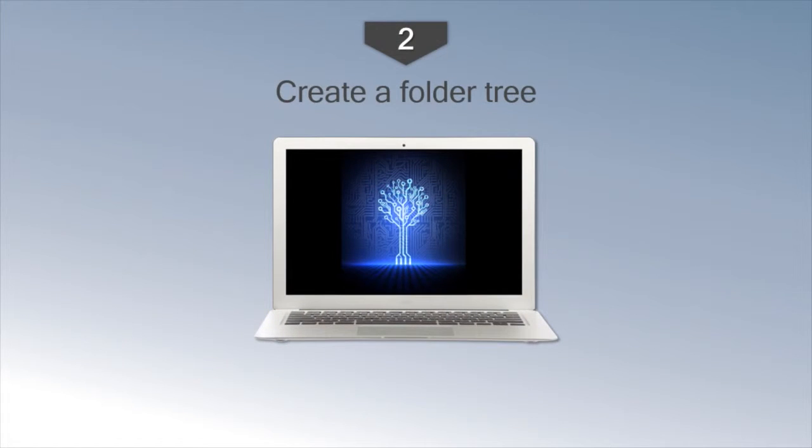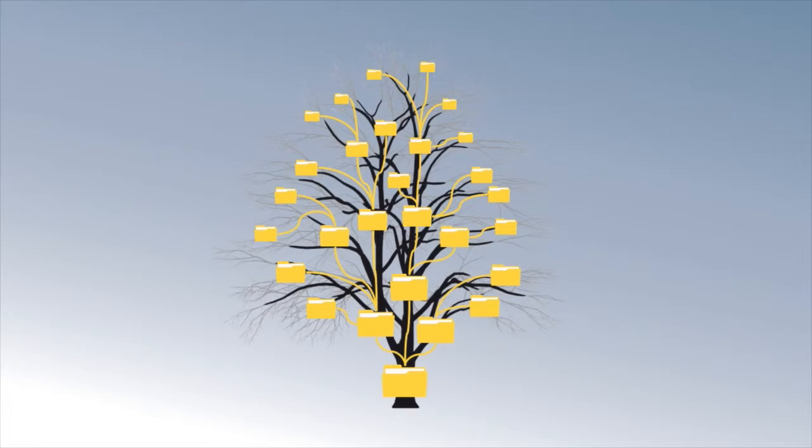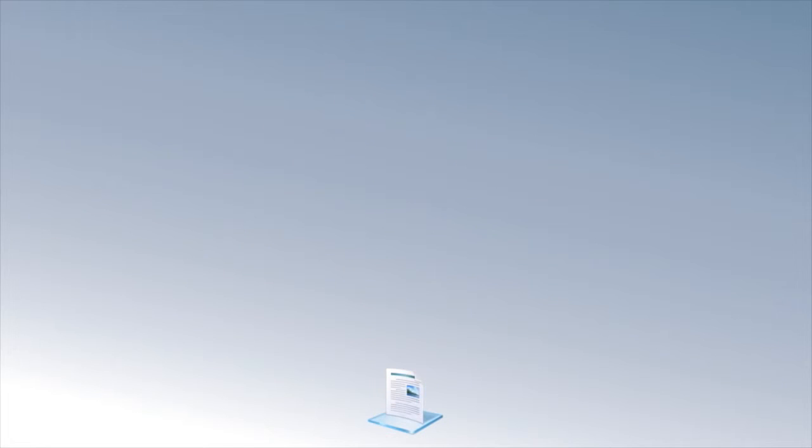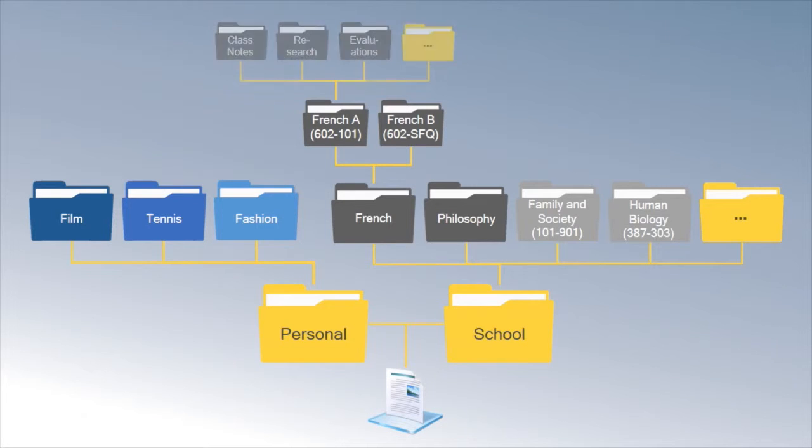Let's move on to tip number 2. Create a folder tree. A folder tree is a way to organize a structure using branches, resulting in a shape that resembles a tree. In our earlier example, the files could be divided into two main branches, personal and school. In the French folder, a subfolder could be created for every mandatory French course. Then, each of these folders could be further subdivided into document categories such as class notes, research, or evaluations.